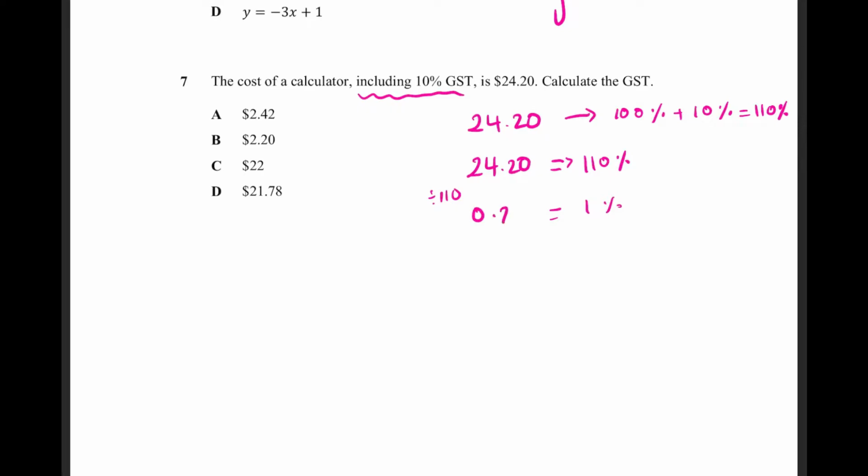I'm now going to find out what the equivalent of 1% is, so I'll divide by 110, which is 22 cents. And then to find 100%, which is the original amount, oh no, actually this question doesn't want the original amount, it wants GST, and GST is 10%, so I want to find what 10% is. Now I'll multiply the 22 cents by 10, which is $2.20. B.